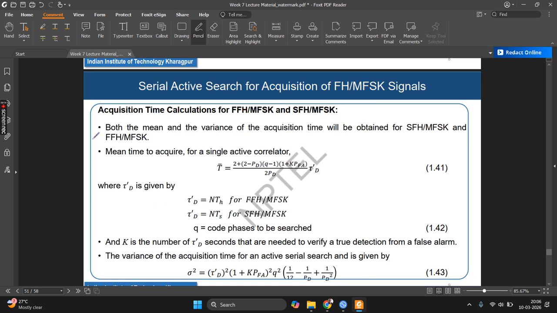So now, something that is actually solvable is the mean and variance of the acquisition time. The mean time is given by this expression, which depends on the probability of detection and the probability of false alarm. Usually we decide a particular probability of false alarm, and then we decide a probability of detection around it. So this is the mean time to acquire for a single active correlator.